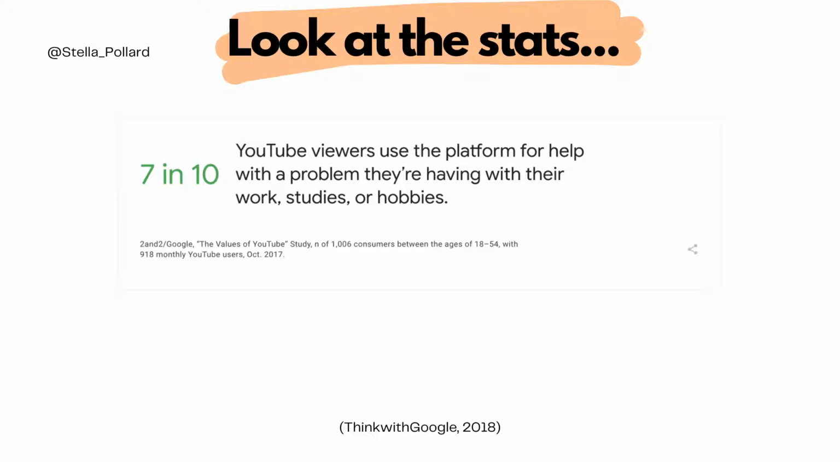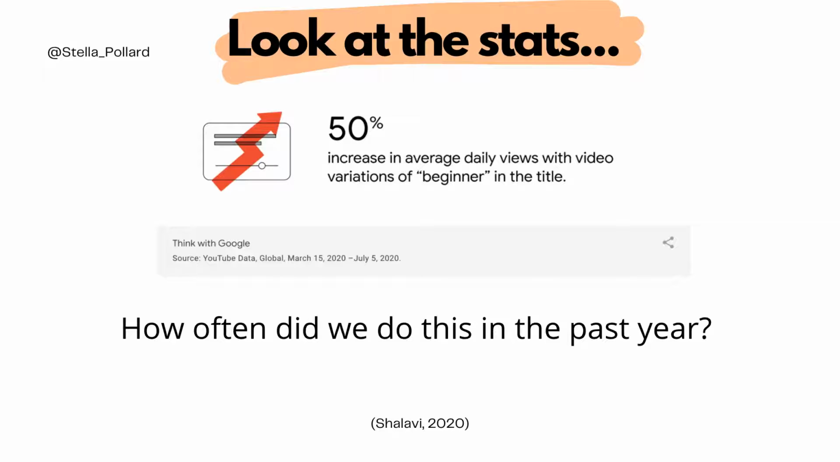7 in 10 YouTube viewers use the platform for help with a problem they're having within their work, studies, or hobbies. I know I do that. 50% increase in average daily views with video variations of beginner in the title. Now that's from this past year, from March 15th, 2020 through July 5th, 2020. So a month, like 2 months, a month and a half-ish. I don't know. A while. Not a very long while.